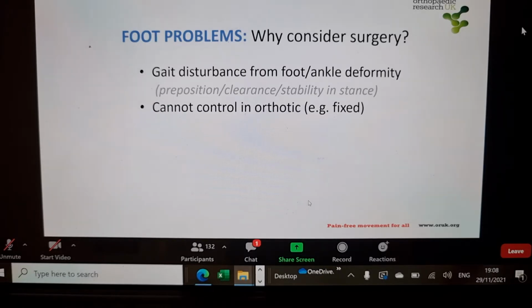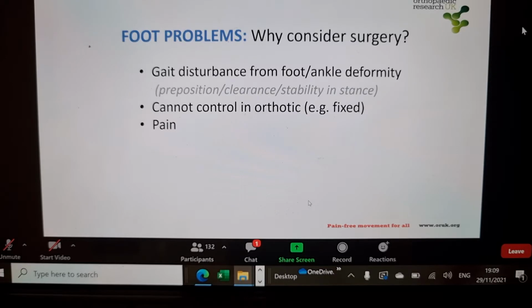Probably more common than that is that you've appreciated that this is causing a problem, but that you've controlled it up to a certain point in the orthotic, because that will often be the first thing that you will reach for. But you have a patient who you're now struggling to control this foot problem in the orthotic. For example, if the deformity is now becoming fixed. So that might be a reason for referring on for a surgical opinion.